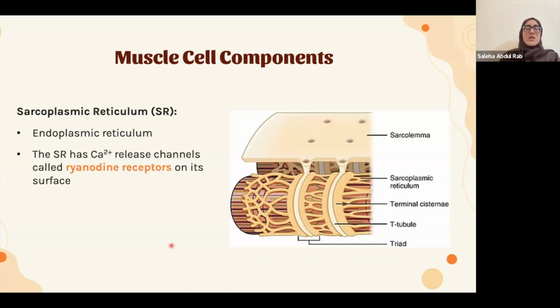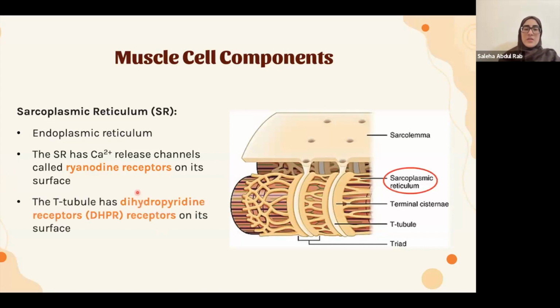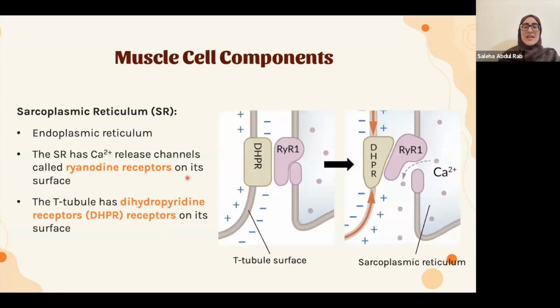Okay. Coming to the sarcoplasmic reticulum, it's the same thing as endoplasmic reticulum. It's just the endoplasmic reticulum of a muscle cell. The sarcoplasmic reticulum has calcium release channels called ryanodine receptors on its surface. And the T tubule has dihydropyridine receptors on its surface. Here's an image that shows that. So this is the T tubule, which is connected to the sarcolemma, which was what? The external cell, the cell membrane surface.